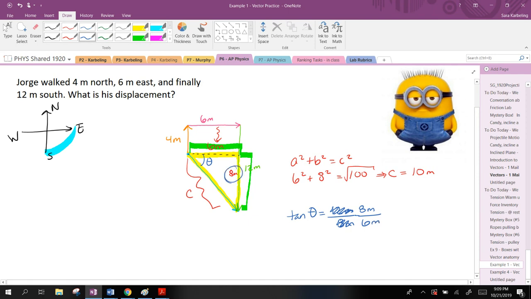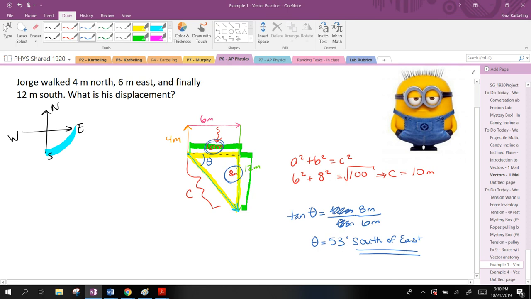So we've got 8 meters here. That's the opposite. Adjacent is 6 meters. 8 over 6. Inverse tan is an angle of 53 degrees. Okay? And that 53 degrees happens to be south of east.